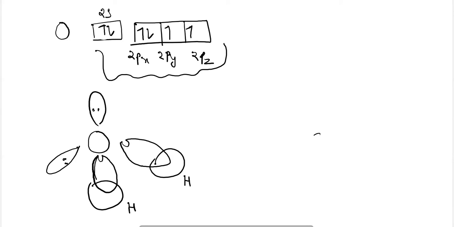So the structure of oxygen with two lone pairs and hydrogen is a bent structure. It is something like this, and the angle here is 104.5 degrees.